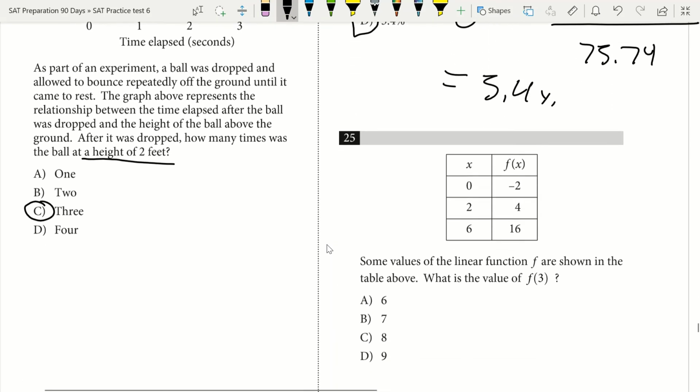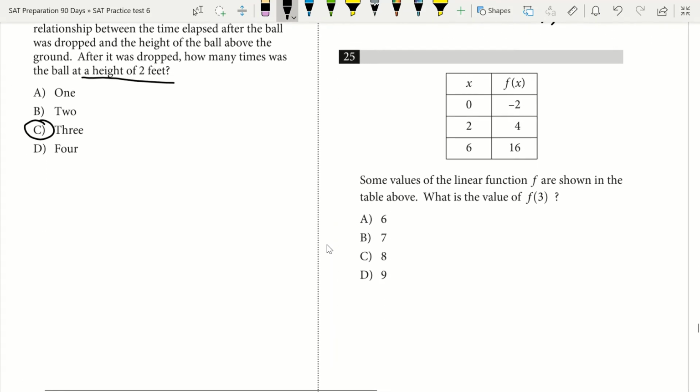All right, now I've got question 25. Some values of the linear function f are shown in the table above. What is the value of f of 3? Okay, f of 3 means that x is going to be 3. I have a y intercept at -2, obviously. If I increase by 2x, I increase by 6y. So I'm increasing by 6 for every 2x that I increase. So y then is going to equal that 6 increase for every 2x, minus 2.